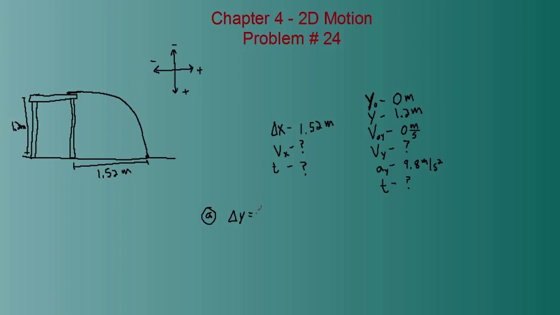So delta y equals v initial y t plus 1/2 a y t squared, everything in the y direction, because we're trying to find the time here. So this becomes 1.2 equals 0, that's what makes these problems easier, plus 1/2 times 9.8 times t squared. I'm just pulling all the givens out of the y column to stick them in here. Solve this for t, and you get 0.495 seconds.